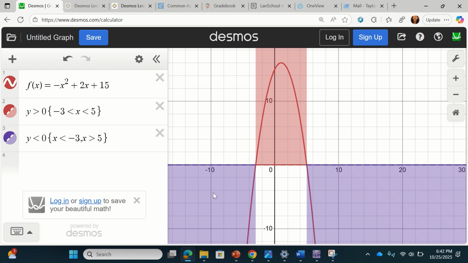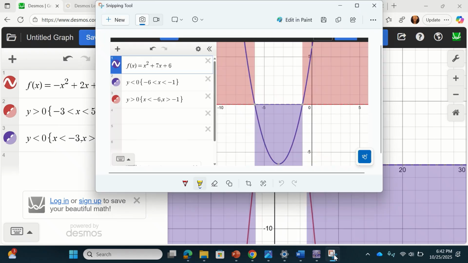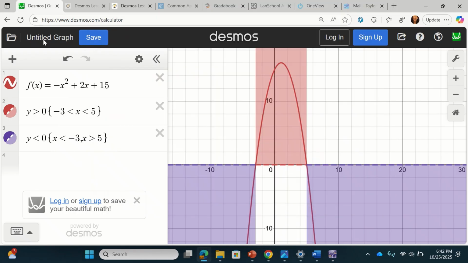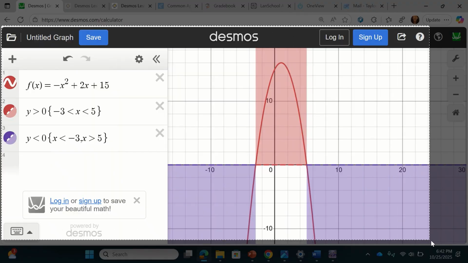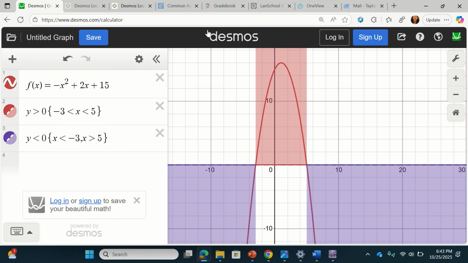So again, double checking what you did. Check your colors. Okay, that's part of it. The positive needs to be in red and the negative needs to be in purple. And when you do your screenshot, make sure that you are getting all of that in your screenshot.